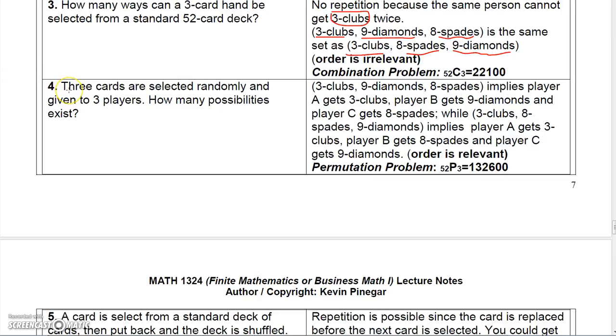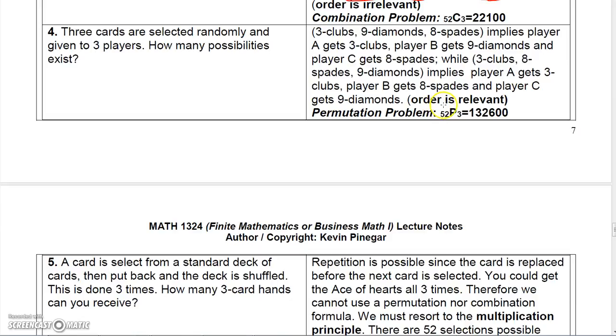Now, if you were to select 3 cards and assign the cards to 3 different players, then that would force the order to matter. Because now, if you drew the 3 of clubs, 9 of diamonds, and 8 of spades, that might imply that player A gets the 3 of clubs, player B gets the 9 of diamonds, and player C gets the 8 of spades. But if you drew them in a different order, then player A might get the 3 of clubs, player B might get the 8 of spades, and player C gets the 9 of diamonds. So by assigning them positions, that makes the order relevant. So this example would be a permutation problem.